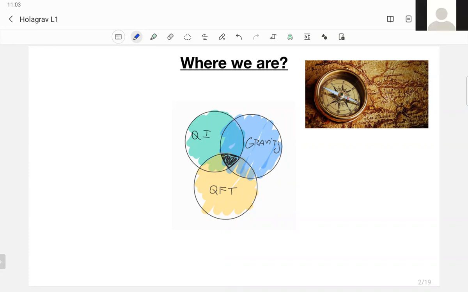No problem. Thank you. We are going to be in this intersection between quantum information, here in green, gravity in yellow, and quantum field theories. That is an interesting place to me. It's the place where I've been working in the last years. And why? Because in particular, it is interesting what quantum information quantities and quantum information theories have to say in gravity or QFT. I'm going to give you a few examples.